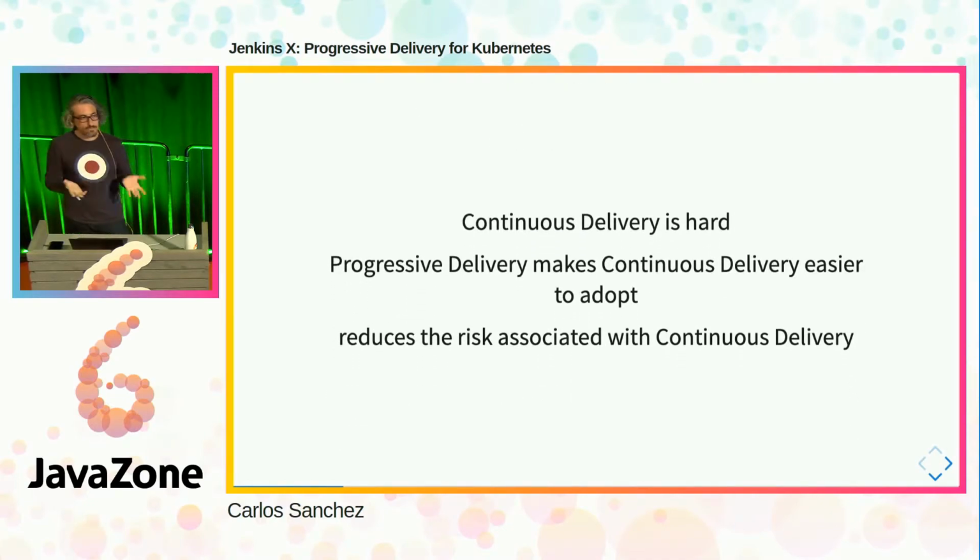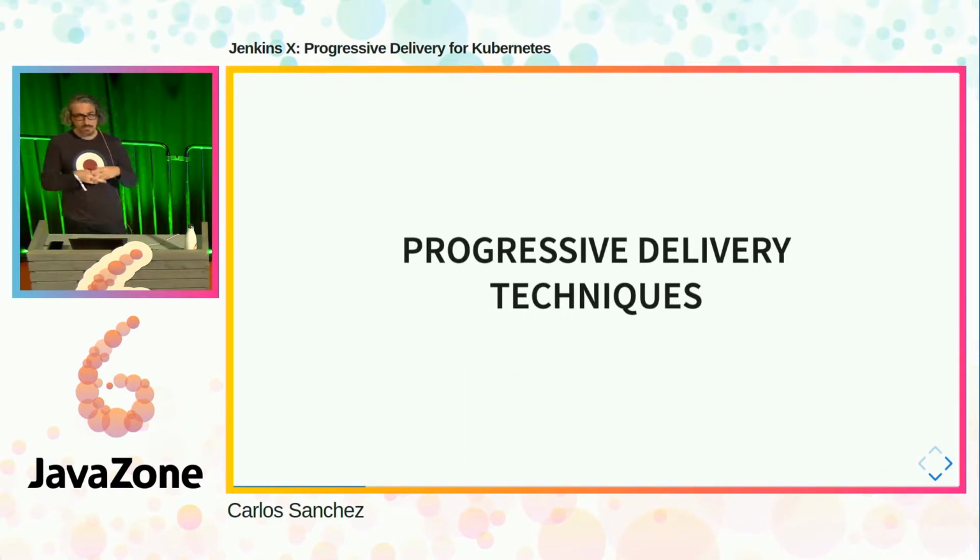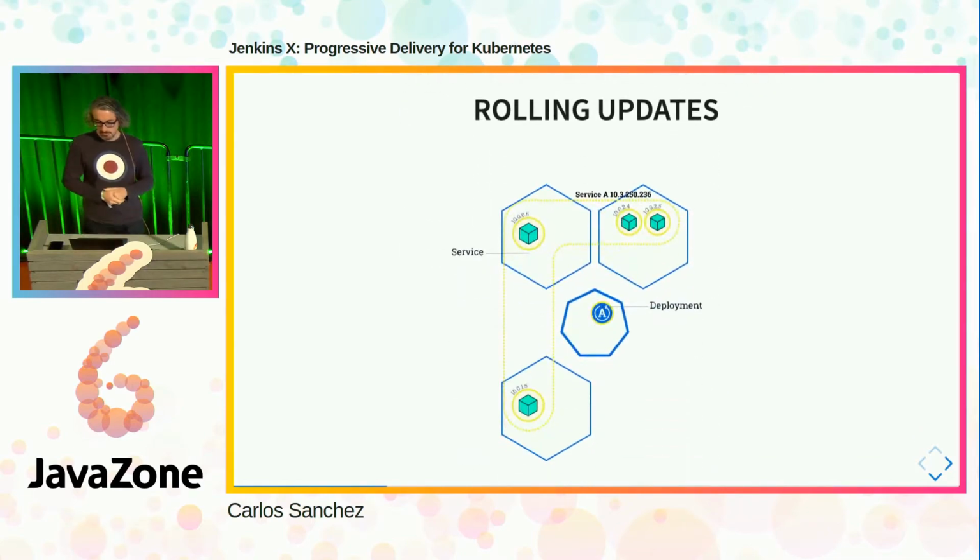So continuous delivery is hard. We all know that, probably. And progressive delivery tries to make continuous delivery easier to adopt by reducing the risk associated with continuous delivery and continuous deployments. So what are these techniques that you probably already heard of or you're using?